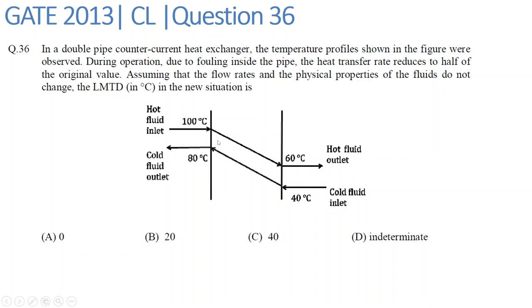In the next question we have been given, in a double pipe counter current heat exchanger, the temperature profiles shown in the figure were observed. During operation, due to fouling inside the pipe, the heat transfer rate reduces to half of the original value, that is Q2 is equal to Q1 upon 2. Assuming the flow rates and the physical properties of the fluids do not change, we have been asked to find the LMTD in the new situation.